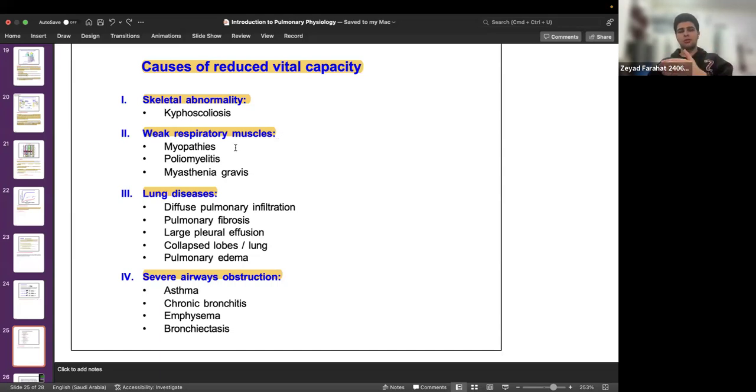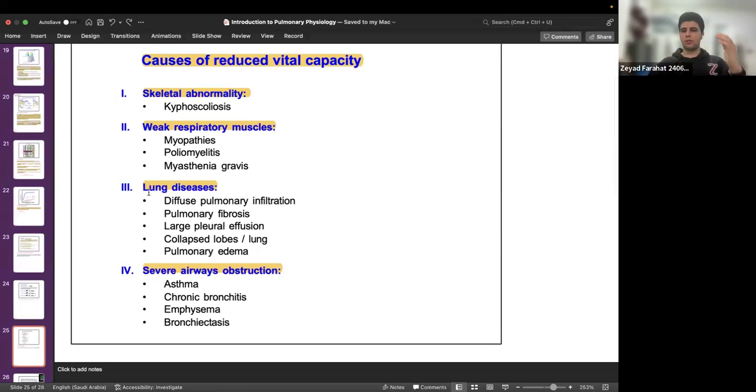Sorry. The weak respiratory muscles, what I explained. The skeletal abnormalities is like the bones themselves are weak. So, for example, your ribs are not working properly, or your sternum is weak. You can't then actually breathe properly. Lung diseases, we'll get to them.